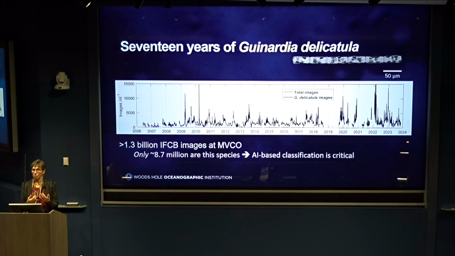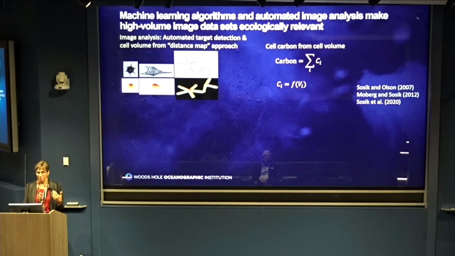So it's really critical that we're able to use, now we're using supervised deep machine learning to make this huge data set scientifically useful. And obviously we can't do that by hand because there's just too many images. So we've developed automated image analysis that lets us detect targets in the images and estimate their geometric features, including each one's contribution to biomass.